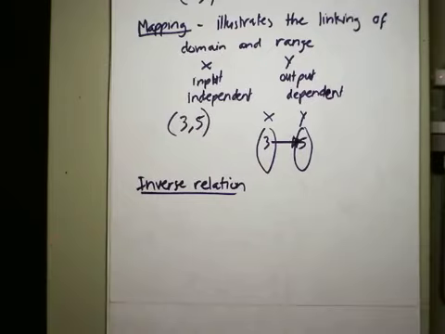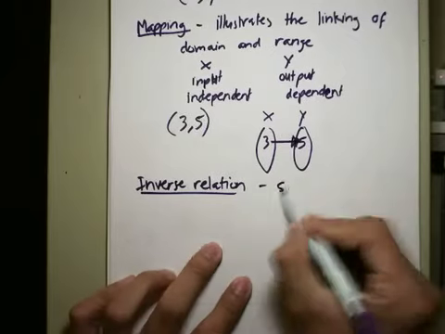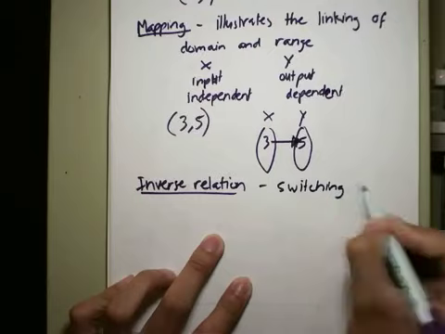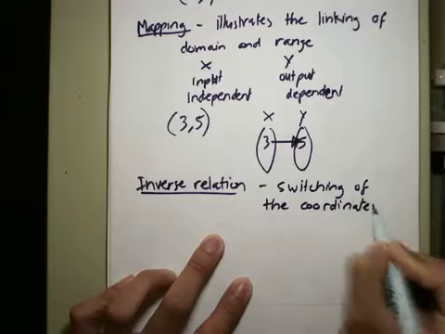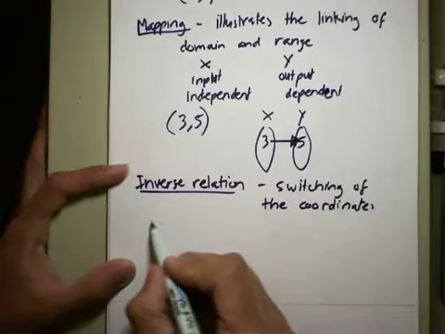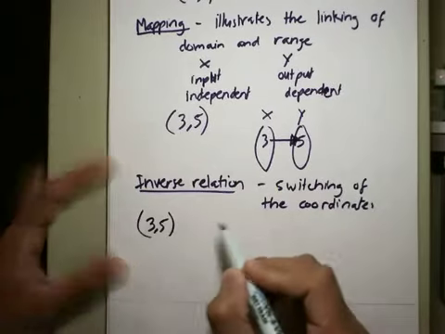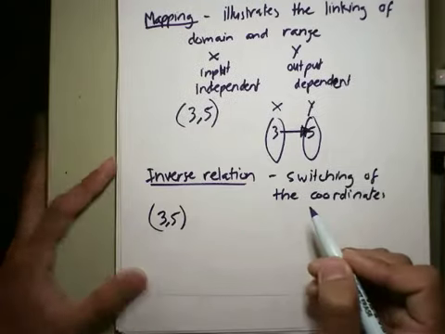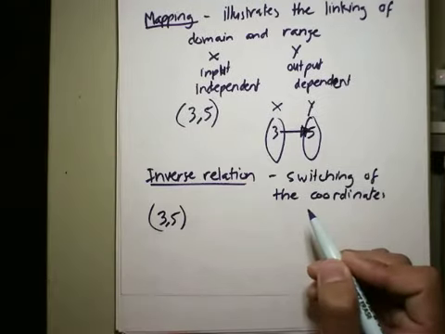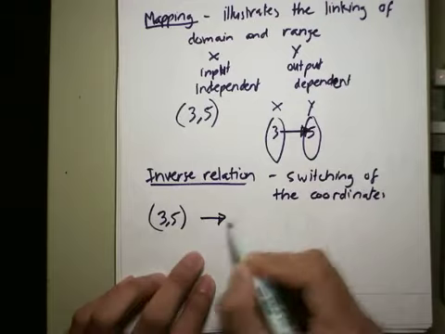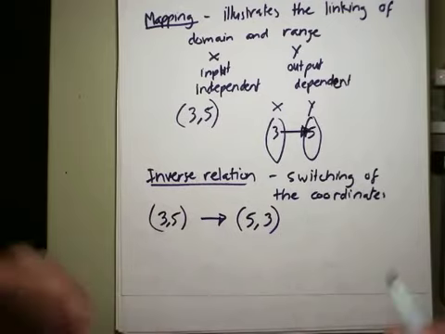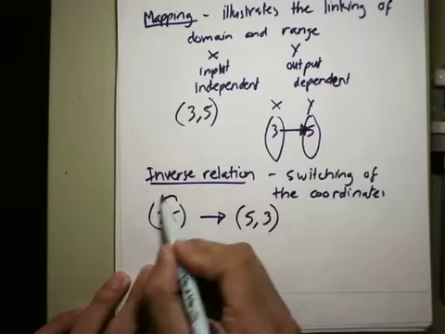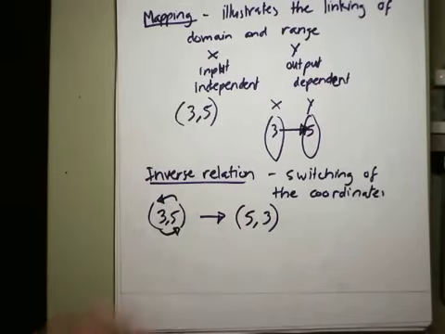Well, just like what it says, inverse. Basically, it's a switching of the coordinate. Okay, so if I give you 3, 5 once again, and I want you to find the inverse relation of it, all you need to do is switch the x with the y and the y with the x. So now your inverse, so we call it, will be 5, 3. Notice the switching of the x and y. That's what an inverse relationship is all about, the switching of the x and y.